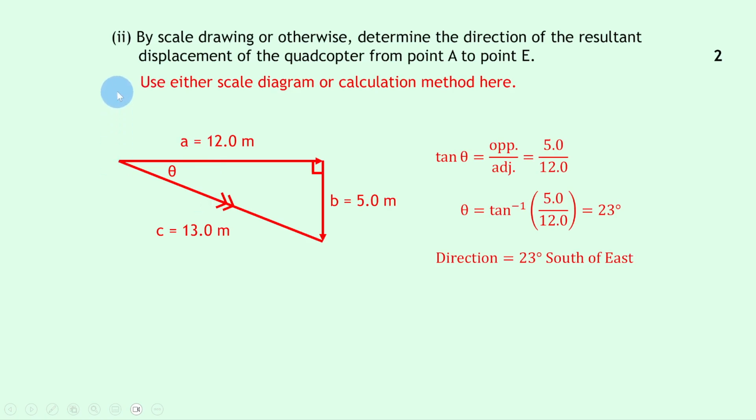So imagining a line here, we could start at north and go round 90 degrees to get to here, and then another 23 degrees to get to our resultant vector. So that's 90 plus 23 gives us 113. So you could state this as a bearing instead of 113.